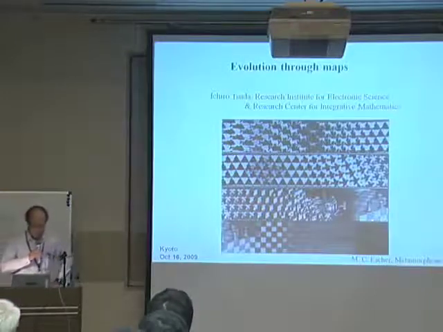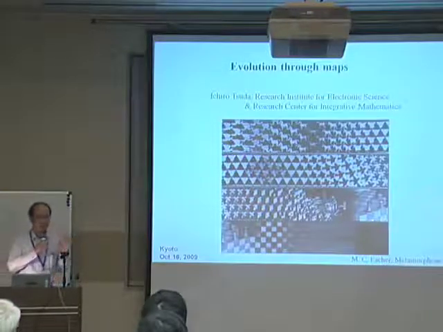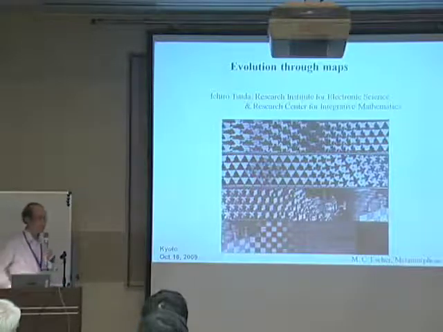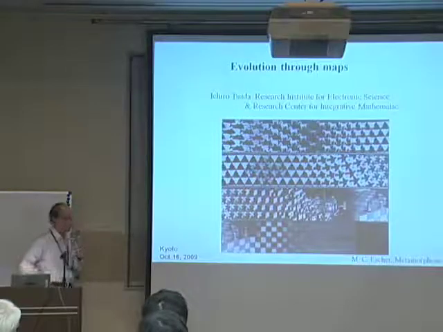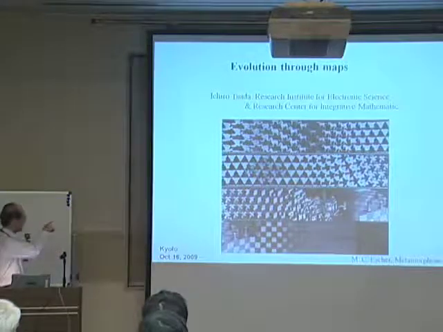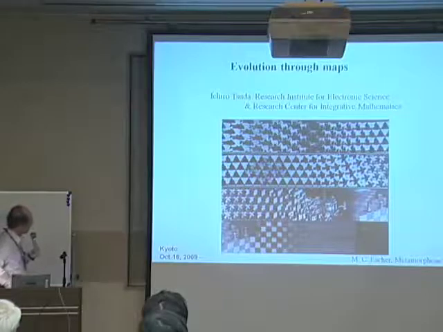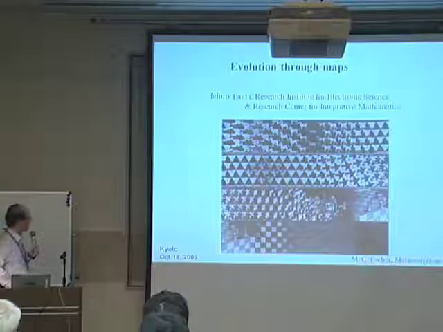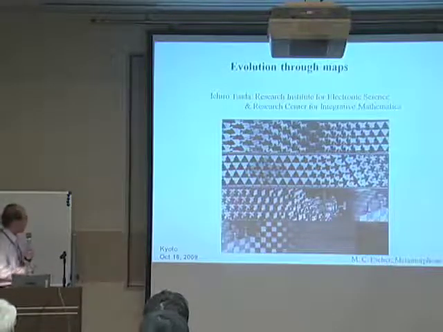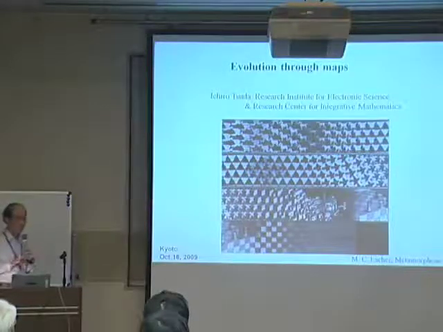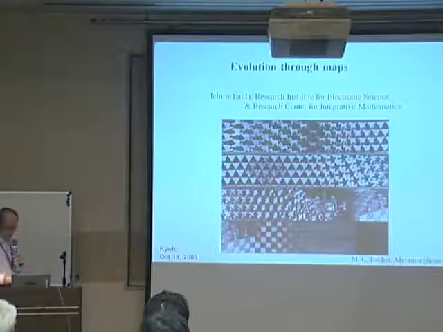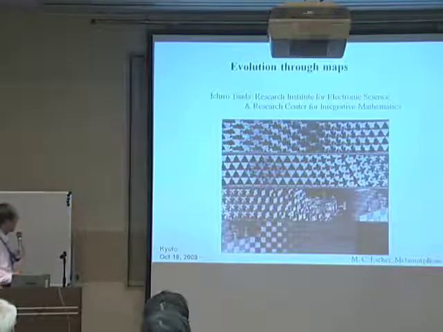Today I talk about a metaphorical model of biological evolution based on the concept of evolution through maps. I see here this picture, drawn by Escher, very famous, which I found most interesting in the present context of my talk in the following two aspects. The first aspect is that the pattern itself evolves.